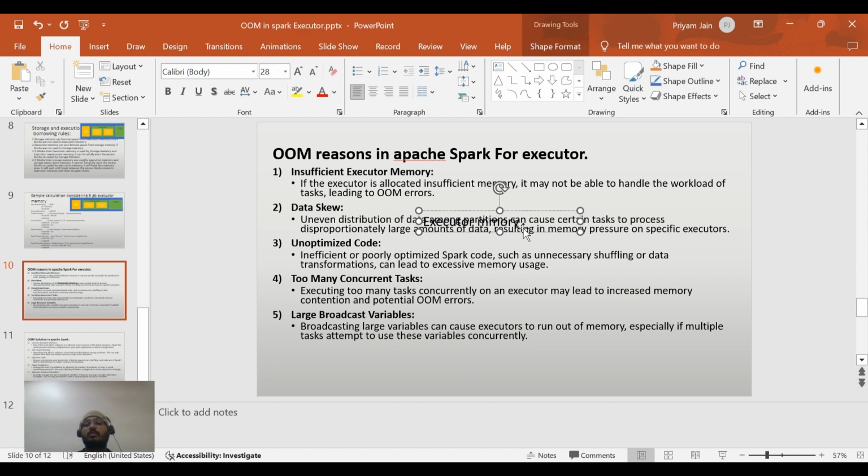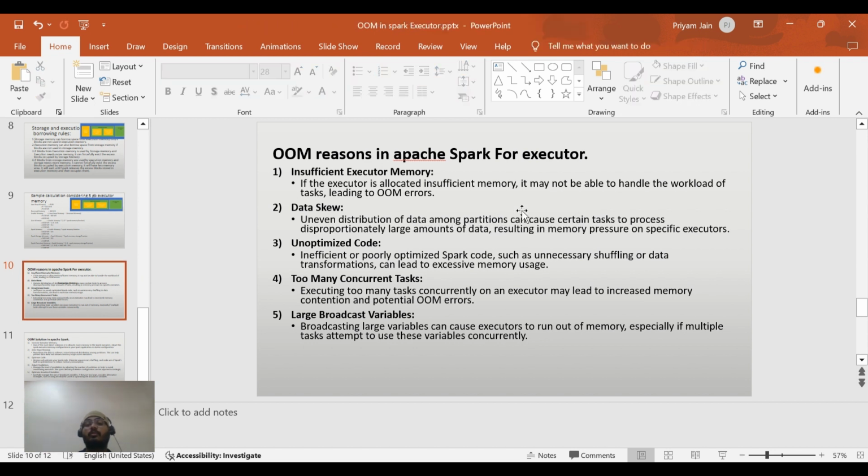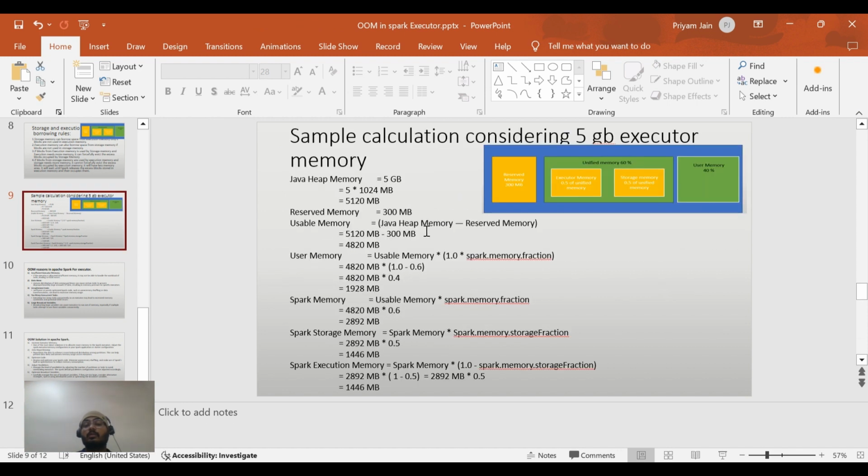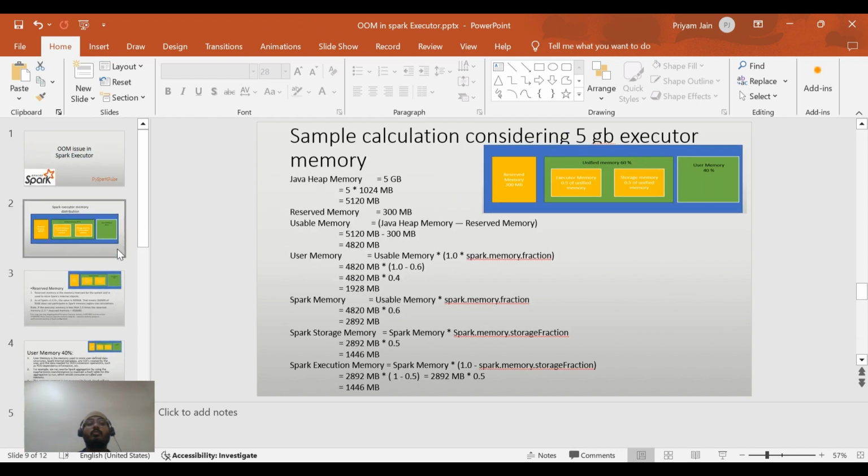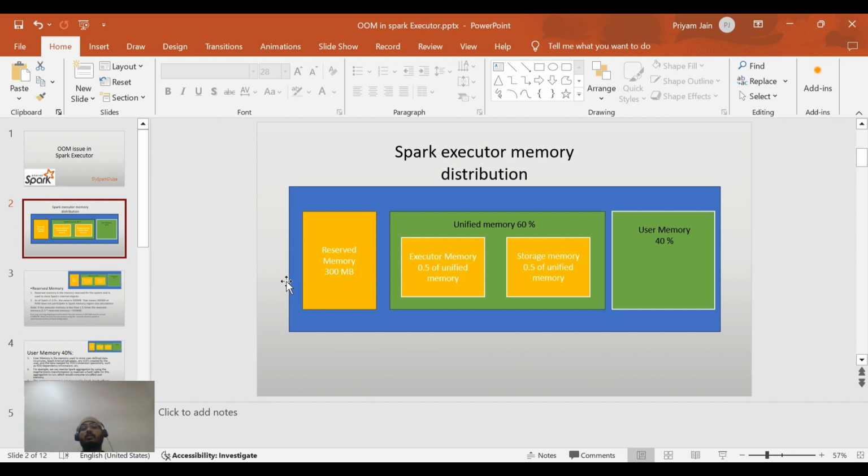So these are some solutions and some problems I have given here, so you can discuss them with the interviewer. You can discuss this example with the interviewer, and this will be more than enough. This is a good session for you to understand the memory distribution, some out of memory causes, and the solution to that, and everything I've explained in great detail.